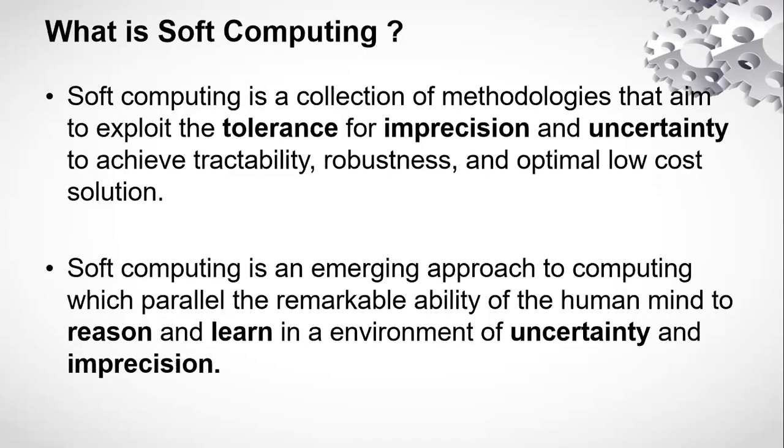So now, the drawback or the problem we were facing in hard computing was that it does not tolerate imprecision and uncertainty. That means we need to have a precise, exact input. The conditions should be certain. But here, soft computing is going to work on the principle of exploiting the tolerance for imprecision and uncertainty, and is going to give you an optimal low-cost solution.